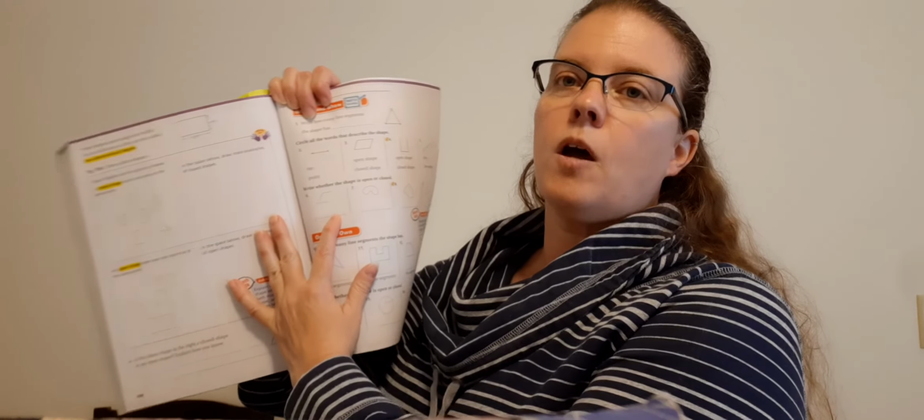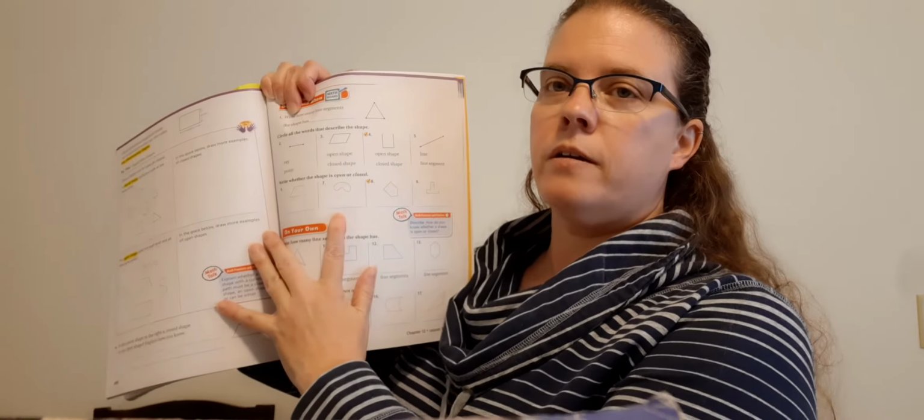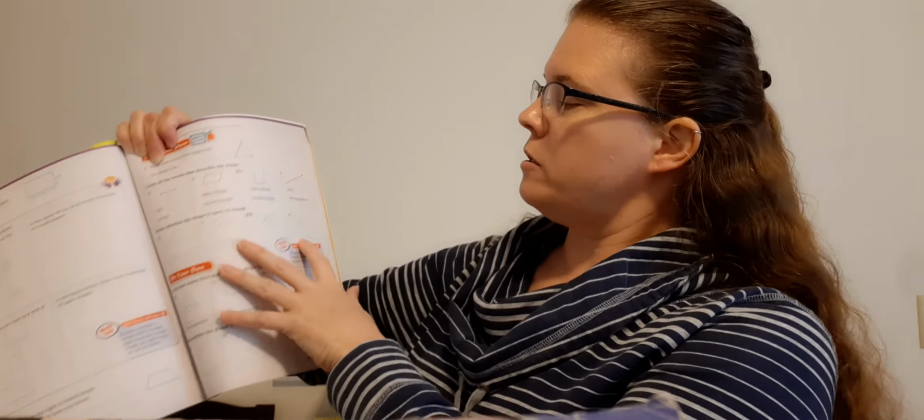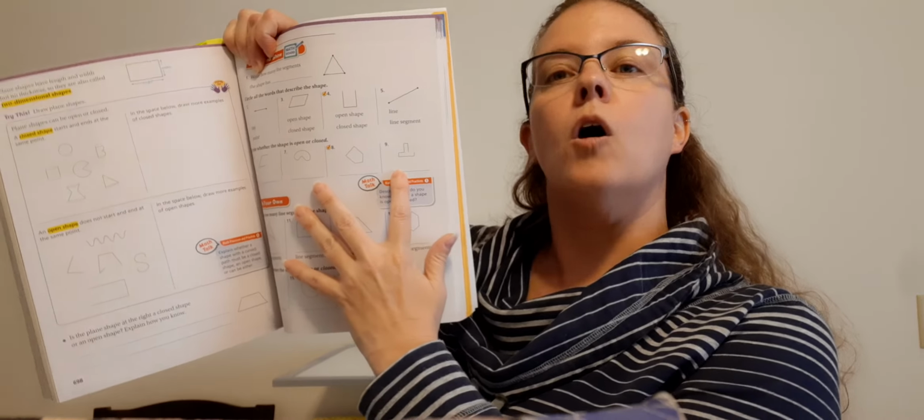All right. Let's go to numbers 6 through 9. It says, write whether the shape is open or closed. So open or closed. Number 6, open. Good job. Number 7, closed. Number 8, closed. Number 9, open. Good job. Those are easy.